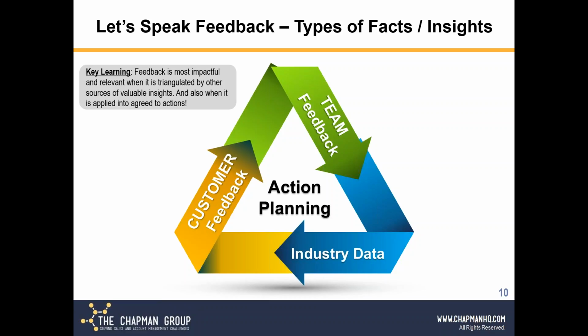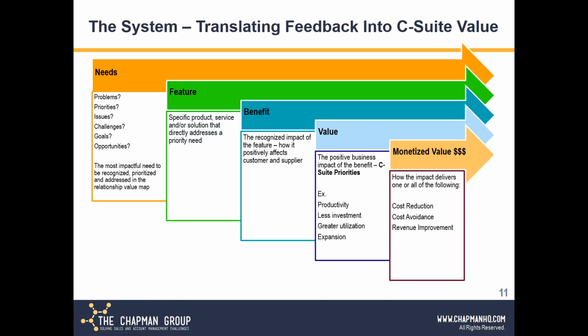So feedback, as you see in the upper left, is most impactful and relevant when it's triangulated. It helps me increase my probability around my action planning for this customer that it's more right than wrong. And by the way, that is probably how I would present my feedback, my facts and insights to the customer. I've got these multiple dimensions that I've considered, and it increases the likelihood that these are how we're making a difference, or maybe what we might need to do to make a difference.